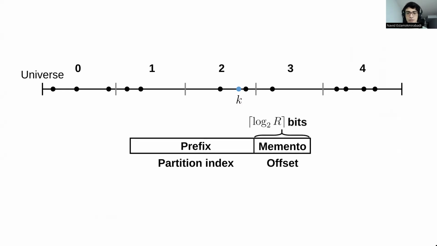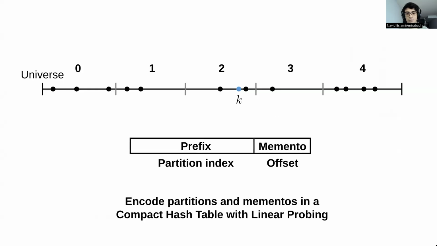So recall again that the size of each partition was 2 to the log r, so the smallest power of 2 that is bigger than the maximum range query length. So the size of the memento simply has to be log r bits. Okay. Now the idea is we're going to encode all of the partitions in a compact hash table that uses linear probing. And for each partition, we're going to store a list of mementos that describes exactly what's going on inside of the partition.